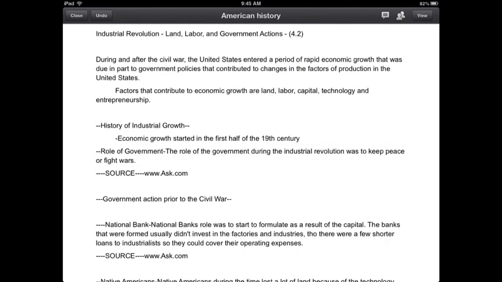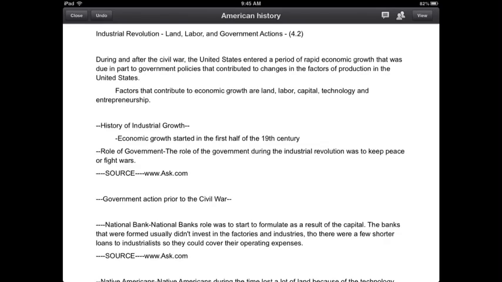Industrial Revolution, Land, Labor, and Government Actions, Section 4.2. During and after the Civil War, the United States entered a period of rapid economic growth that was due in part to government policies that contributed to changes in factors of production of the United States. Factors that contributed to economic growth are land, labor, capital, technology, and entrepreneurship.